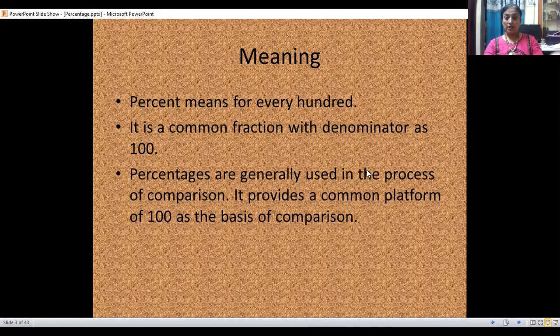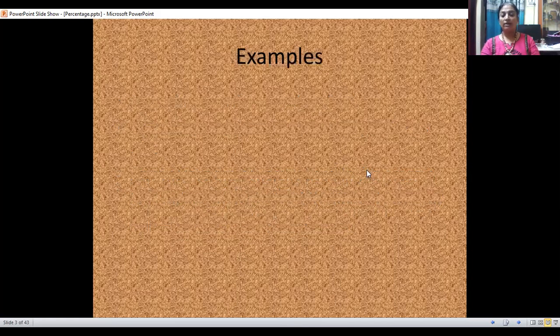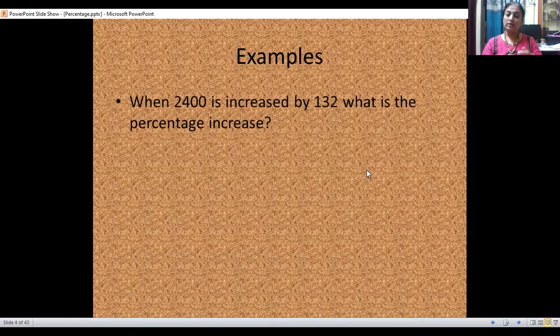Percentages are generally used in the process of comparison. It provides a common platform of 100 as the basis of comparison. You can compare any marks, any performances when it is converted to 100. So it becomes very easy. Come, let us understand this one with the help of an example.